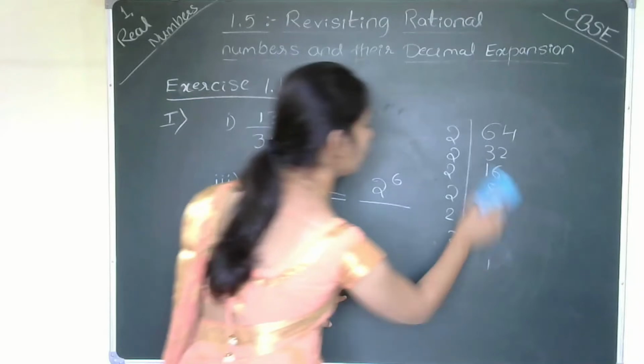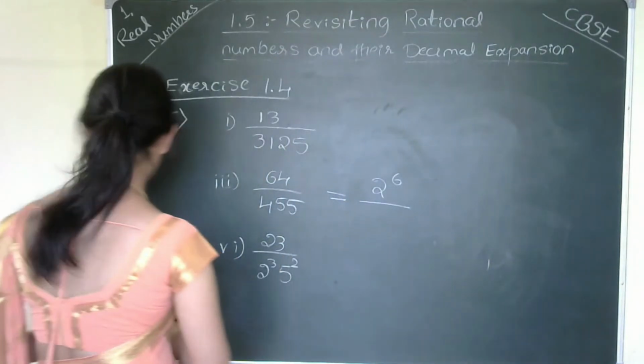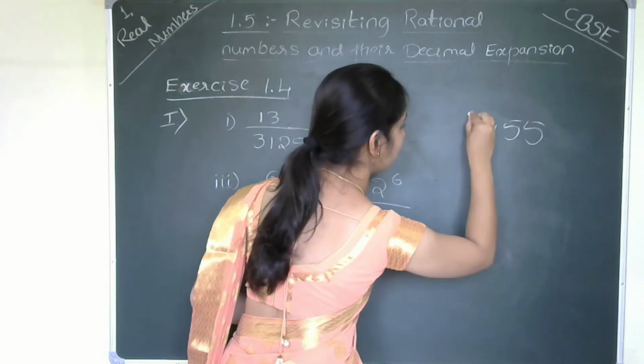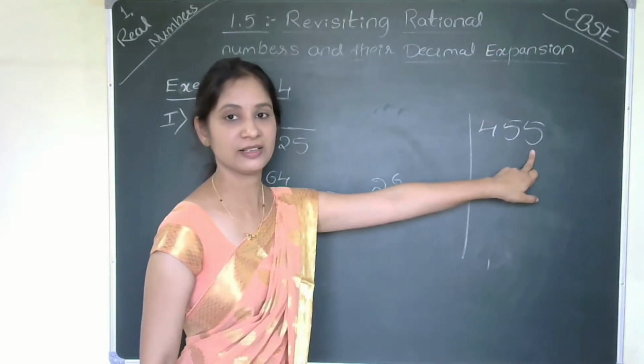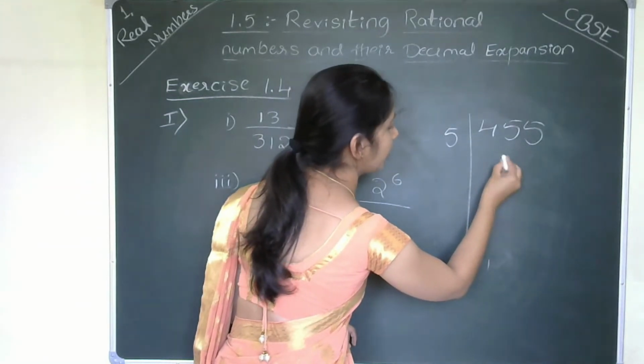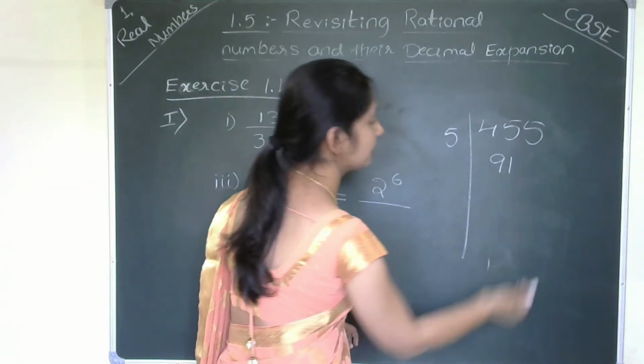Now 455 we need to find out. It ends in 5 here, so I can go for 5. 5 nines are 45. 5 ones are 5.